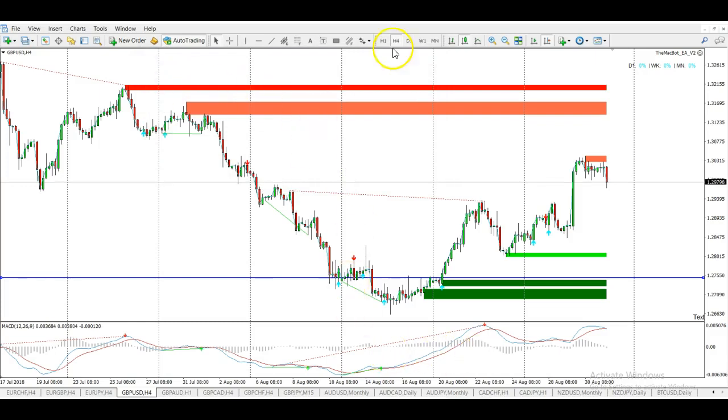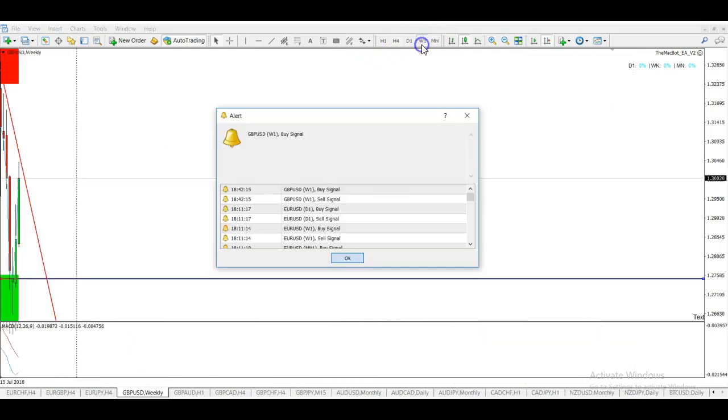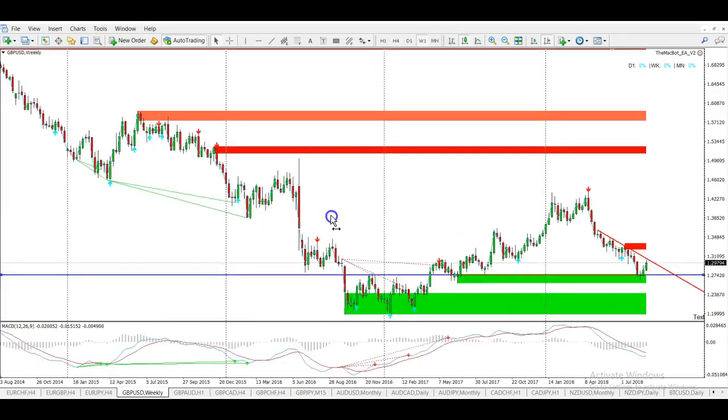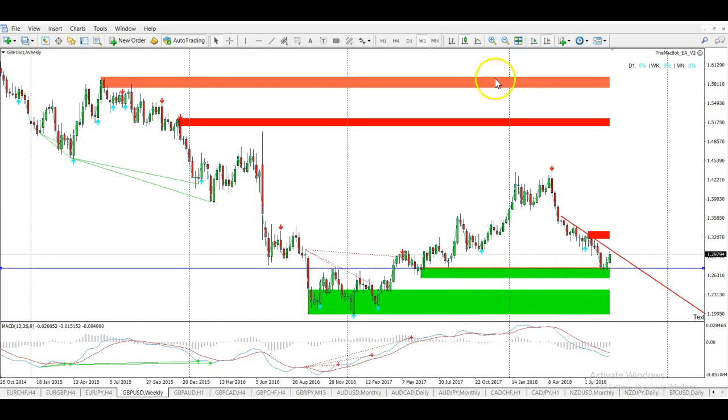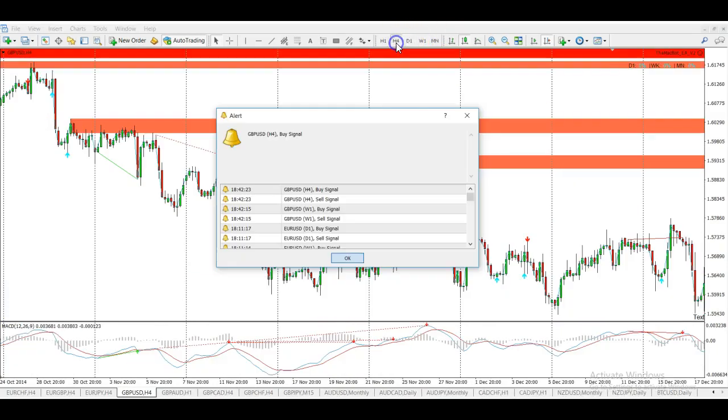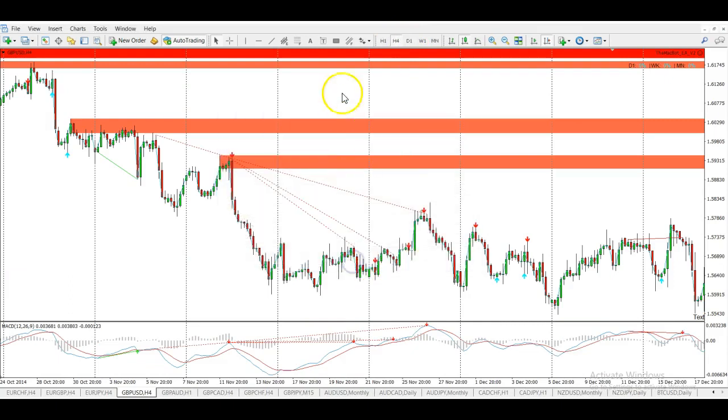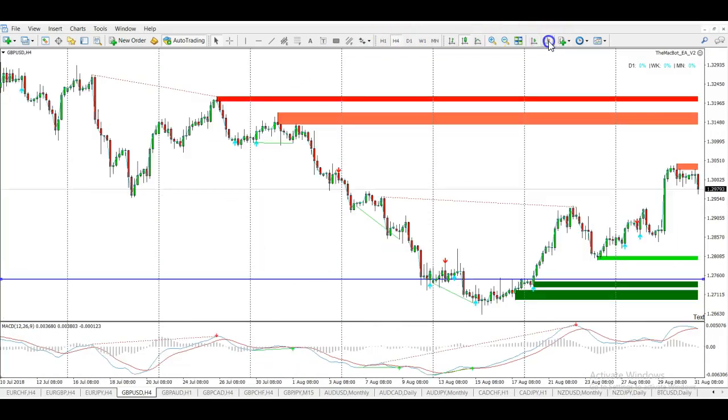Okay, so you can see we just had this signal down here. Let's look at the weekly. This was at a weekly area down here on the British Pound USD. Okay, that was on the 10th. So this is how you test to see if the robot actually works in backtesting.